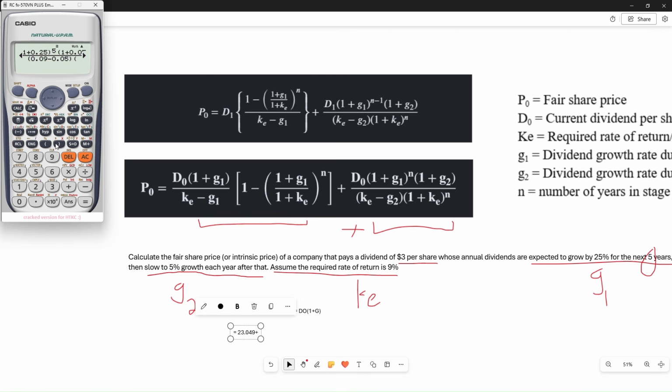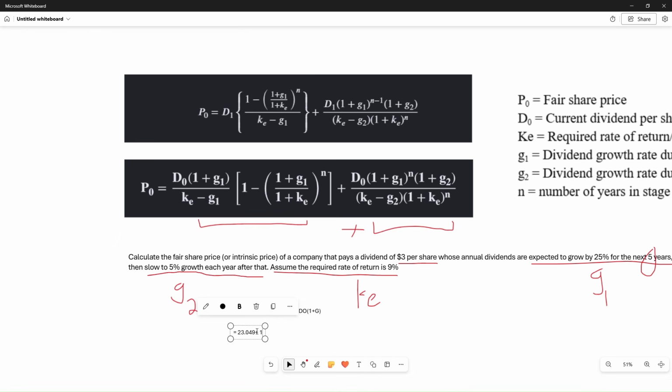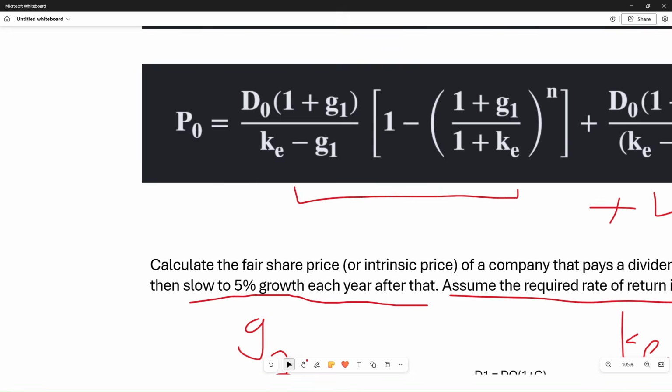brackets. Then we have 1 plus KE, which is 0.09, everything raised to the number of years, which is 5. So I'm going to press enter there. We have 156.195. Because we have the first one in 3 decimal places, I'm going to stick with 3 decimal places there. So 156.195. Let me zoom in a bit so we can see.